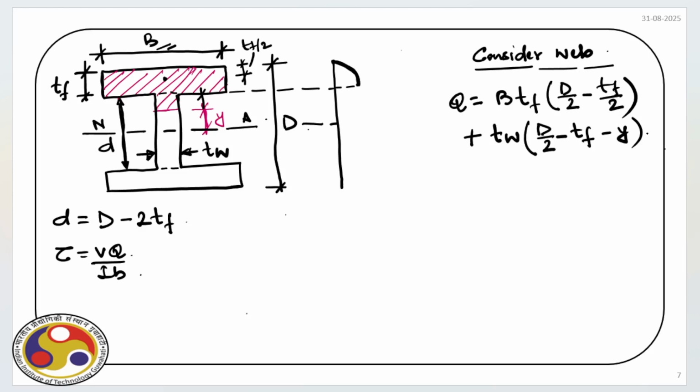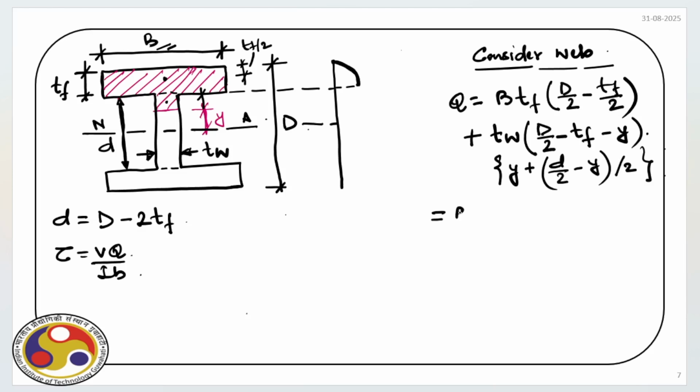Then we have to multiply this with the CG of the section within the web part, and for that again we have y plus d by 2 minus y by 2. So it is somewhere here. Okay, so we can simplify this expression.